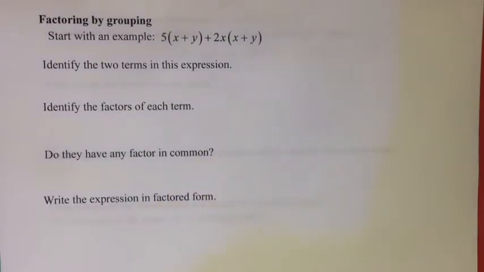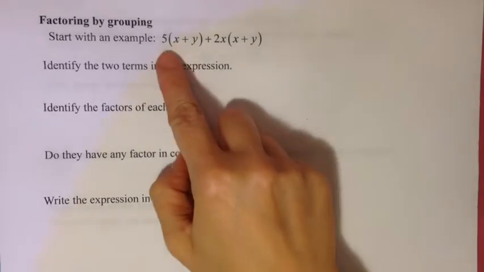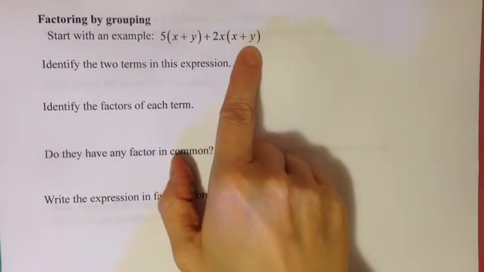Our next topic is factoring by grouping, which is a skill that we're going to use really heavily in the next section. Before I tell you how to do factoring by grouping, I'm going to walk us through an example together, and then we'll write down the steps for this process. My example starts with 5 times x plus y plus 2x times x plus y.